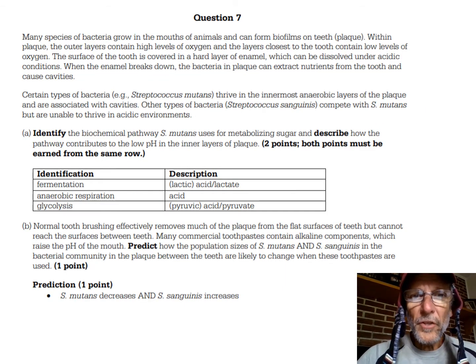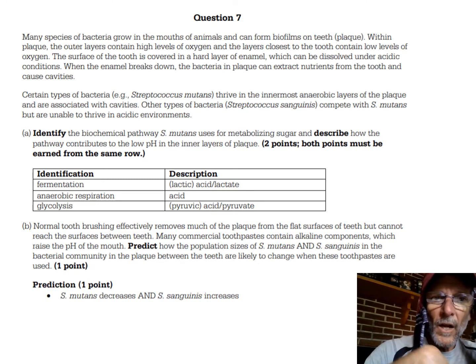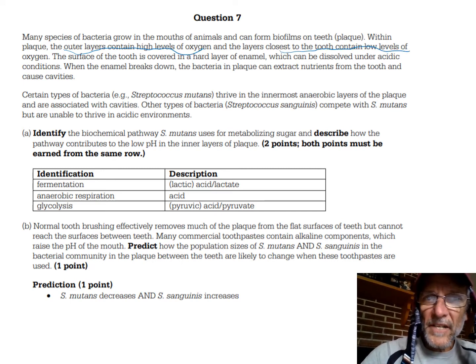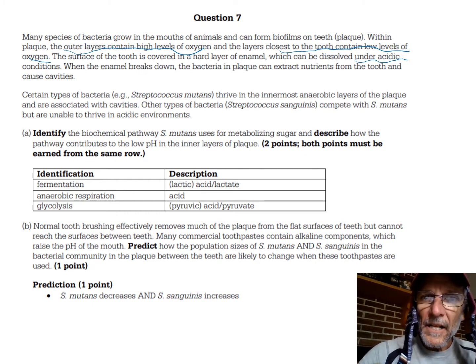So this is a tooth kind of thing, right? Here they tell you a story, and they got several parts to this story. They say within this plaque that covers your teeth, the outer layers have high levels of oxygen. The layers closest to the tooth contain low levels of oxygen. And this is where we have some acidity that can break down enamel and cause cavities.